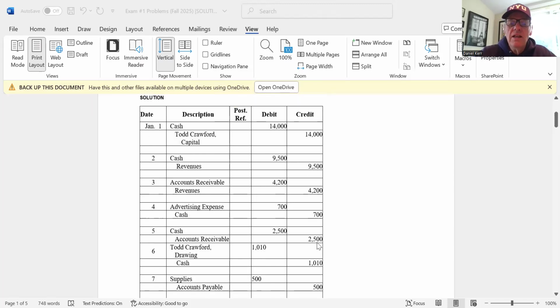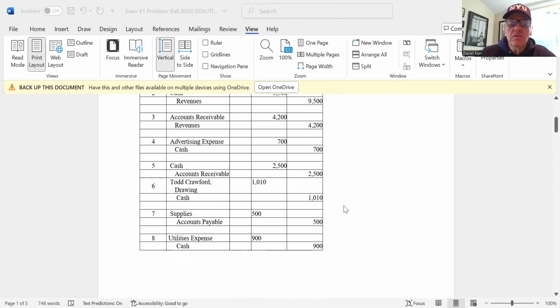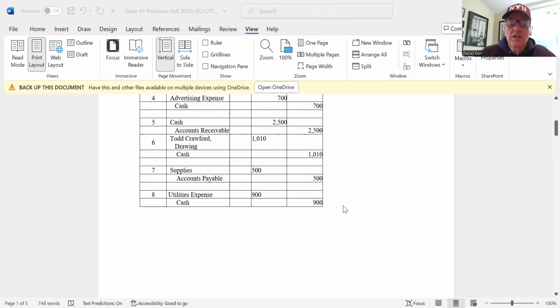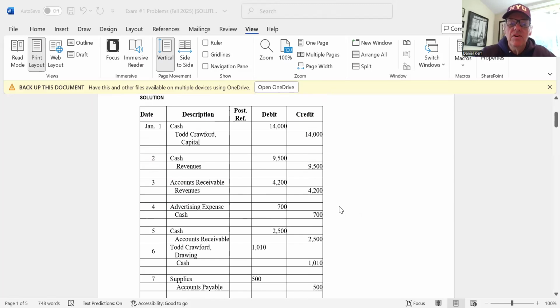So most of you had the right entries. Where some of you screwed up is you didn't put it in the right format, or you didn't show both parts of the entry. Remember, each journal entry has both a debit and a credit. Those are the transactions for the 1st through the 8th. Again, get used to putting things in general journal format. Put the debit first, indent and show the credit. Every journal entry has both a debit and a credit, and they have to equal one another.